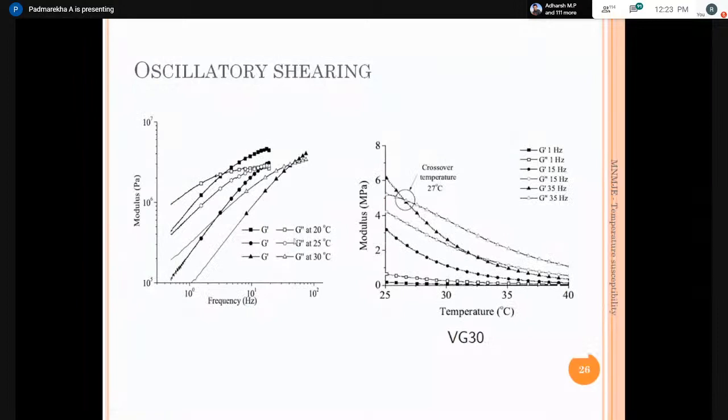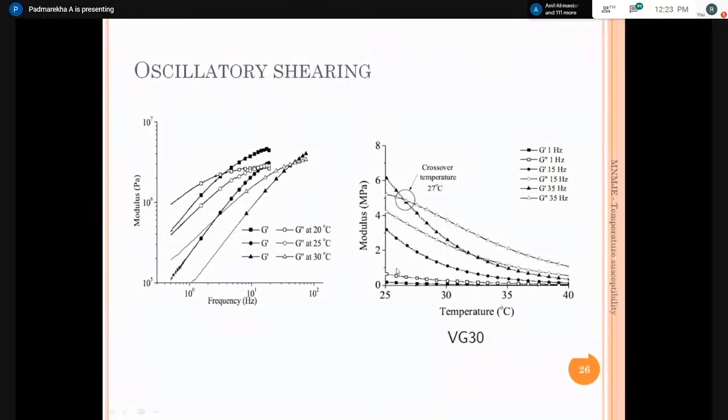Now, if you look into the modulus value here, let us just focus on the second figure. For the time being, we'll skip the first one. Now, you can see the modulus variation. This is storage modulus and the loss modulus. G prime is storage modulus, elastic modulus. G double prime is a viscous modulus. So now you can see the variation in the modulus with respect to temperature.